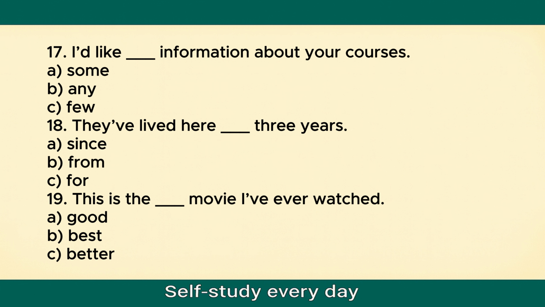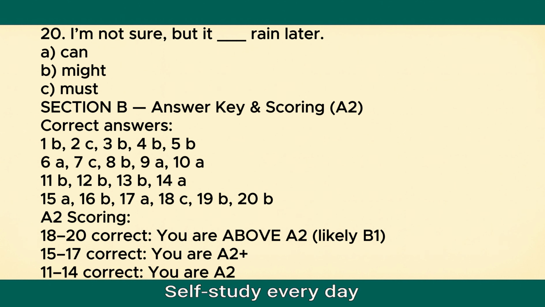A. Good. B. Best. C. Better. 20. I'm not sure, but it blank rain later. A. Can. B. Might. C. Must. Section B. Answer key and scoring A2.